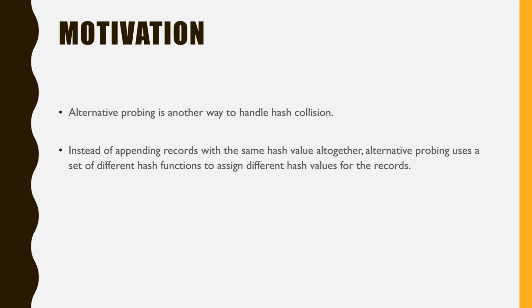Instead of appending the colliding records all together into a single linked list, the probing approach tries to assign different locations for the colliding records by using different hash functions.